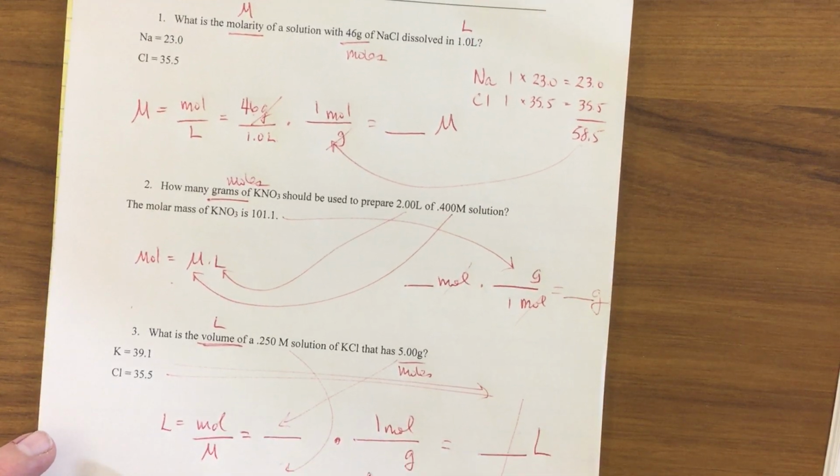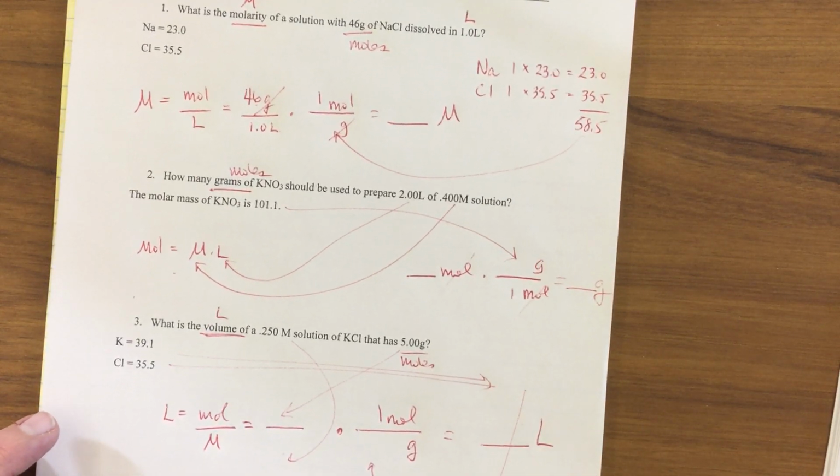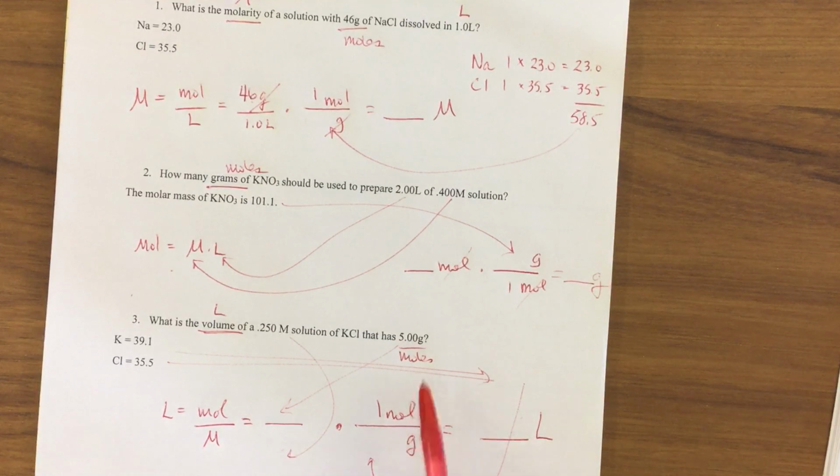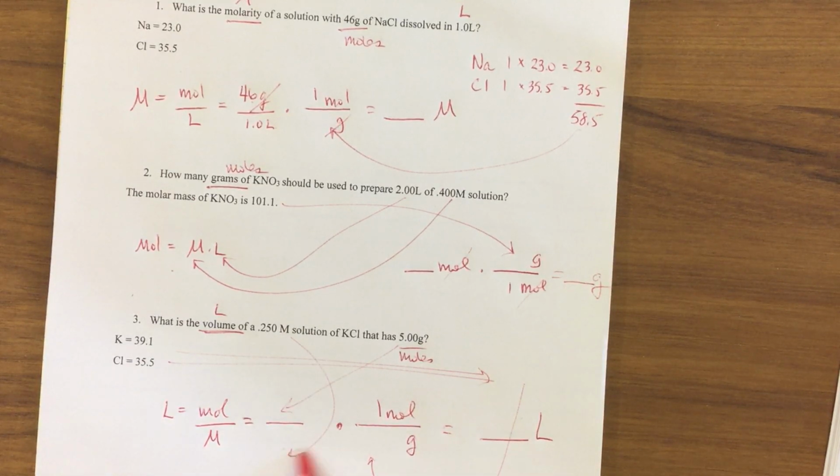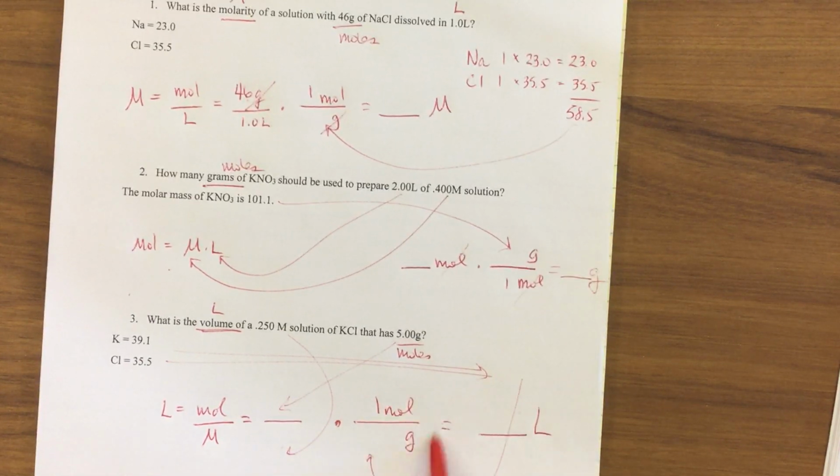Oops, that was cut off a little bit. Sorry about that. So again, your grams will go here, your molarity goes here. This is the molar mass of potassium chloride, KCl. 1 mole weighs how many grams? You calculate the molar mass, plug that in over here. Your answer should be in liters.